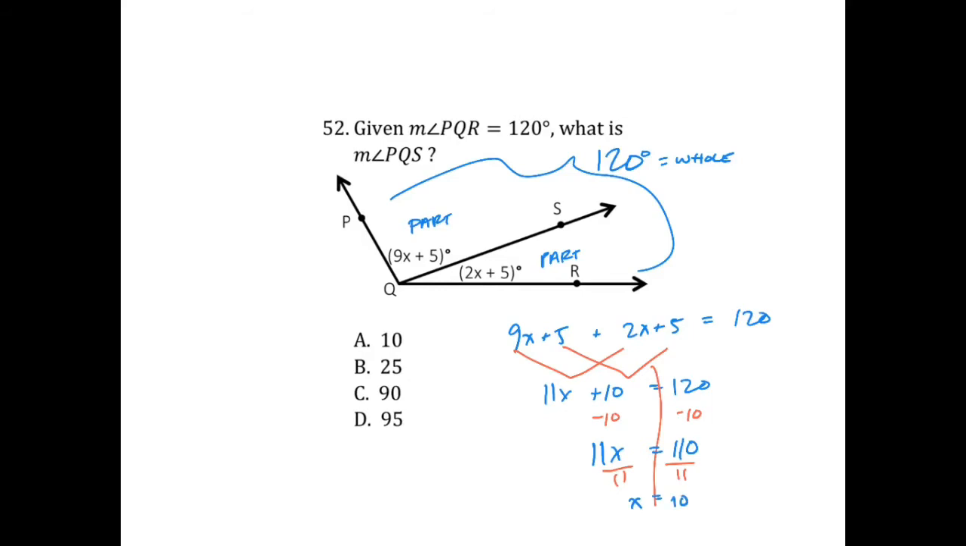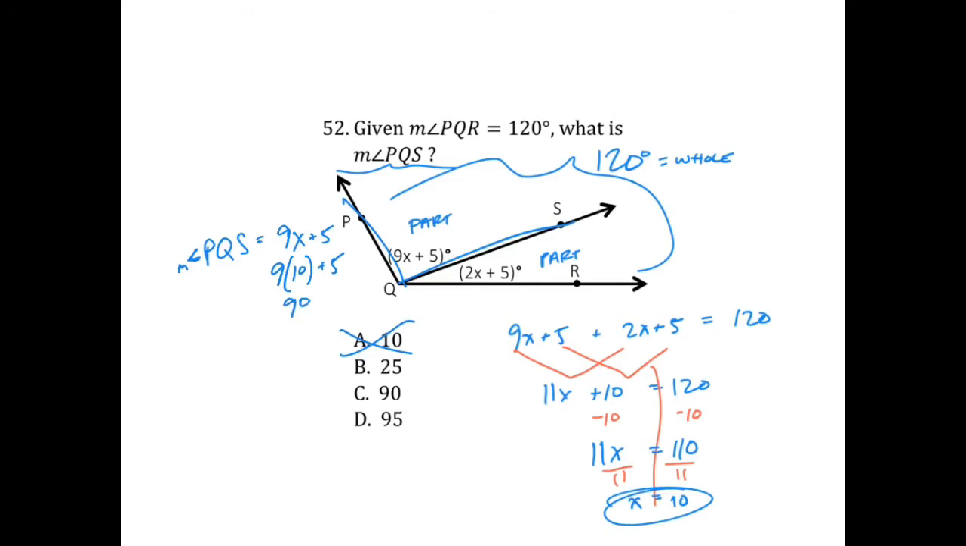So the answer is not A, because it says what is the measure of angle PQS. So they're trying to trick you there. We got to take that 10 and plug it back in for angle PQS. So the measure of angle PQS is equal to 9x plus 5, and you know that x is 10, so 9 times 10 plus 5, 95. Cool, so D is the correct answer. Next question.